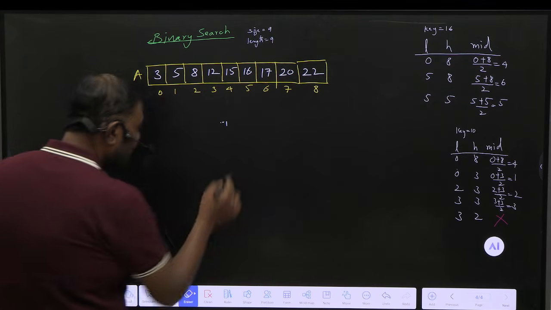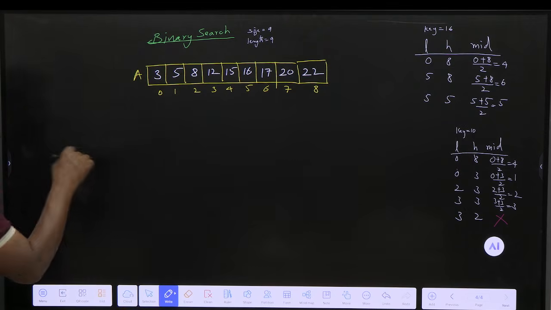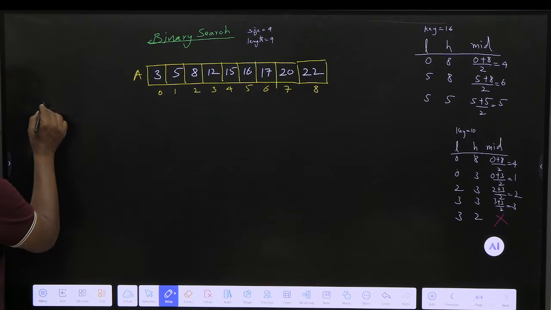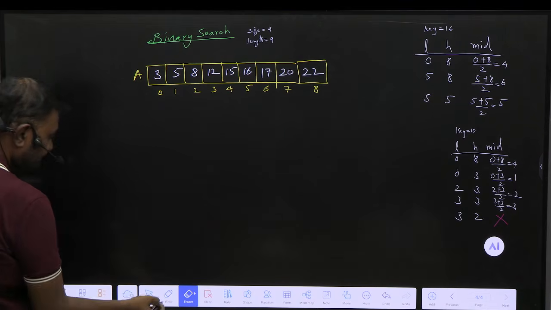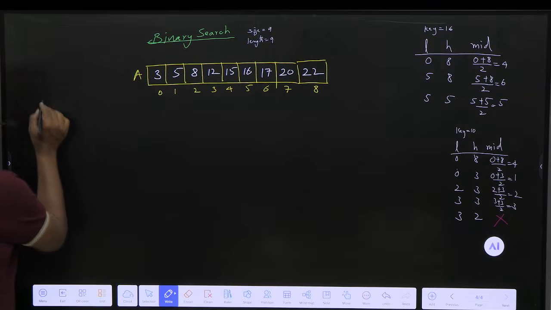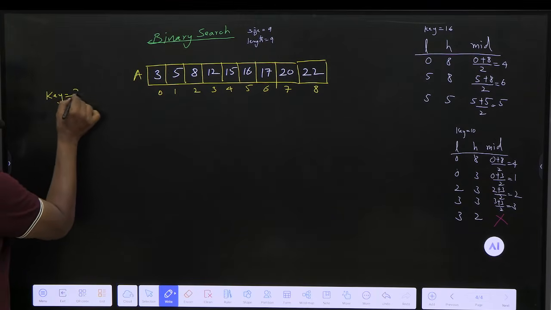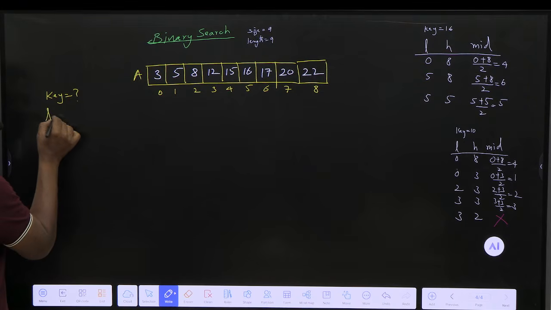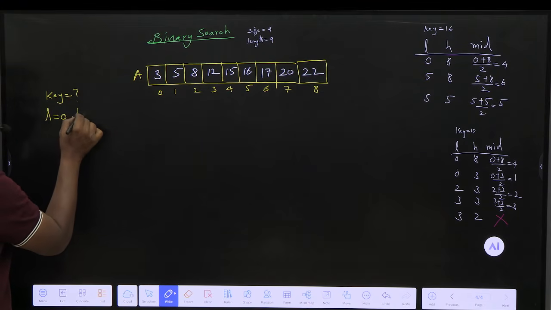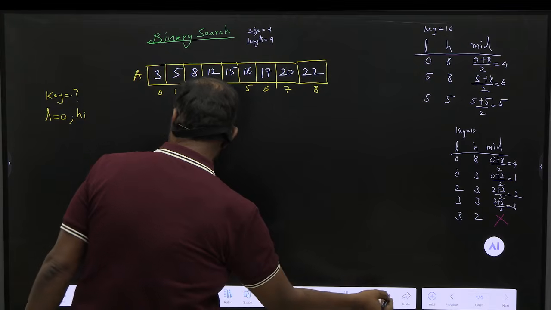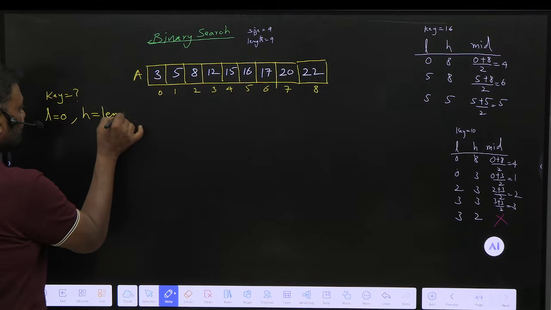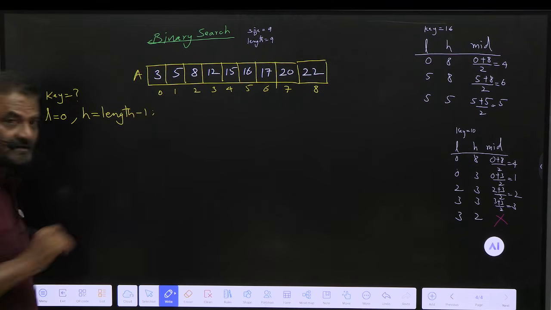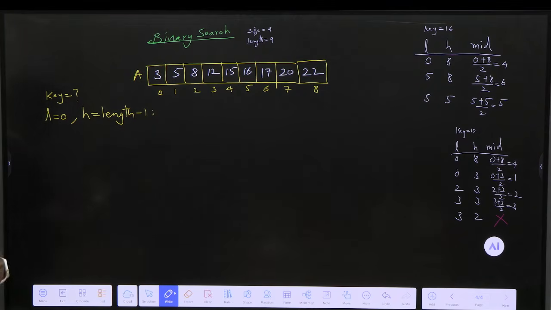Let us write the algorithm here. Let us write just a piece of code for performing binary search. Whatever the key is given, let us take some key here. First, low should be at 0 and high should be at length minus 1. No main function, no separate function, just a piece of code, right?